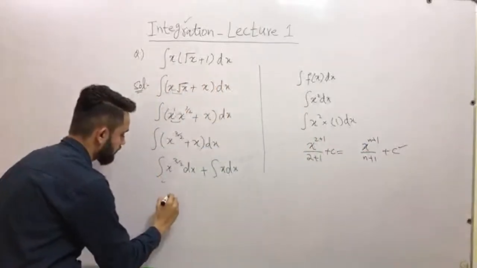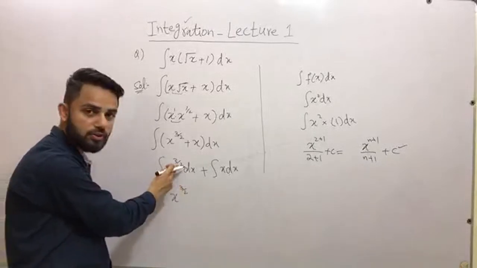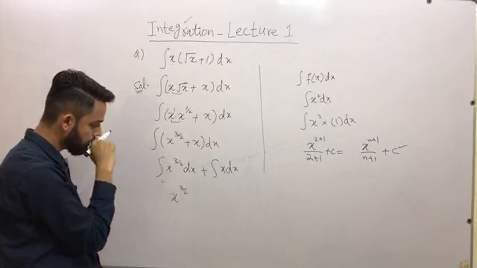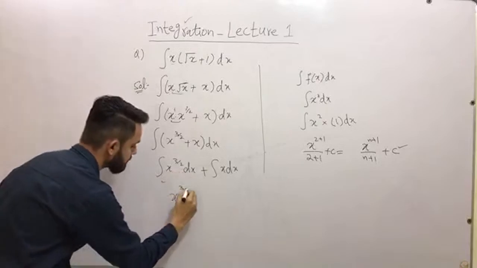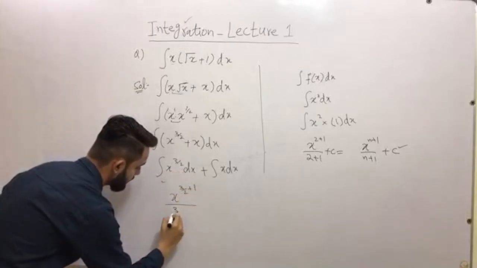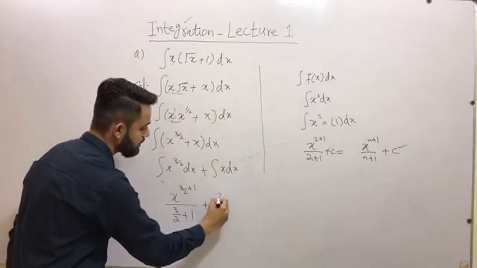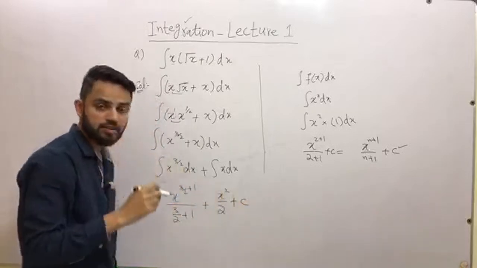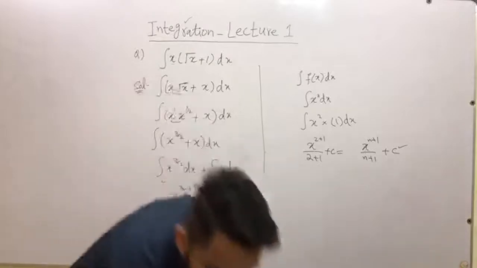Okay, so once we integrate this x^(3/2), again if you exclude 3 over 2 over here, you will see that the derivative of x is actually 1 and 1 is here in the form of multiplication. So plus 1 and then 3 over 2 plus 1, plus the other function. So it's going to be x square over 2 and plus c. Now we can write c since we have evaluated the integral from both functions.